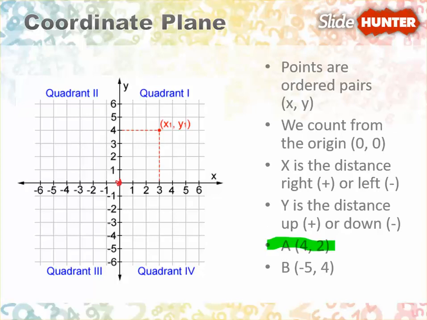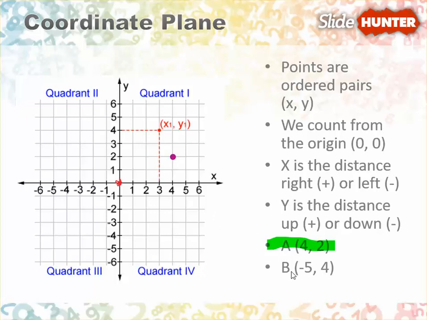Let's start by graphing point A, which will be at 4, 2. So again, I'm starting at the origin, and 4 means I count right 4. So 1, 2, 3, 4. The second number 2 means I count up 2, 1, 2. So my point A would be right there.